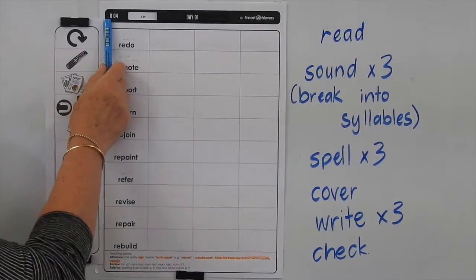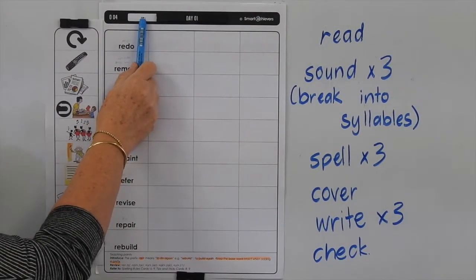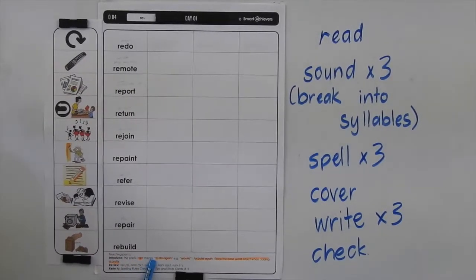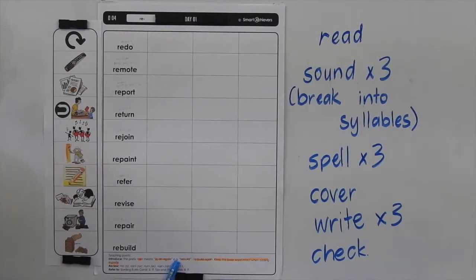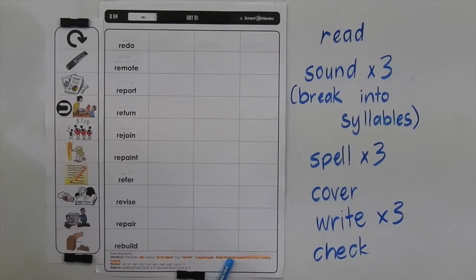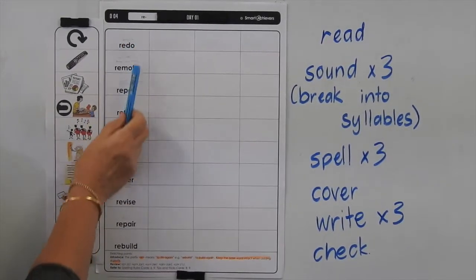This is level O, list 4, and we're doing the day 1 page, and here we're looking at the prefix re. So if you look down the bottom, it says the prefix re means to do again. For example, rebuild means to build again. Keep the base word intact when adding a prefix, so you don't have to change the base word at all.